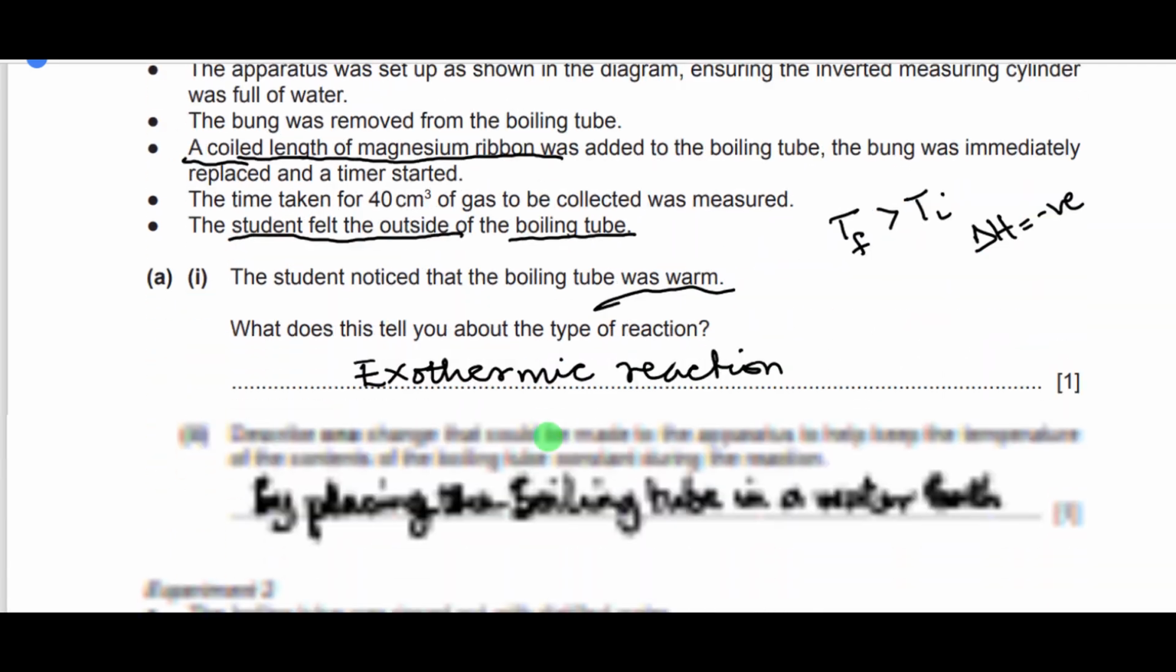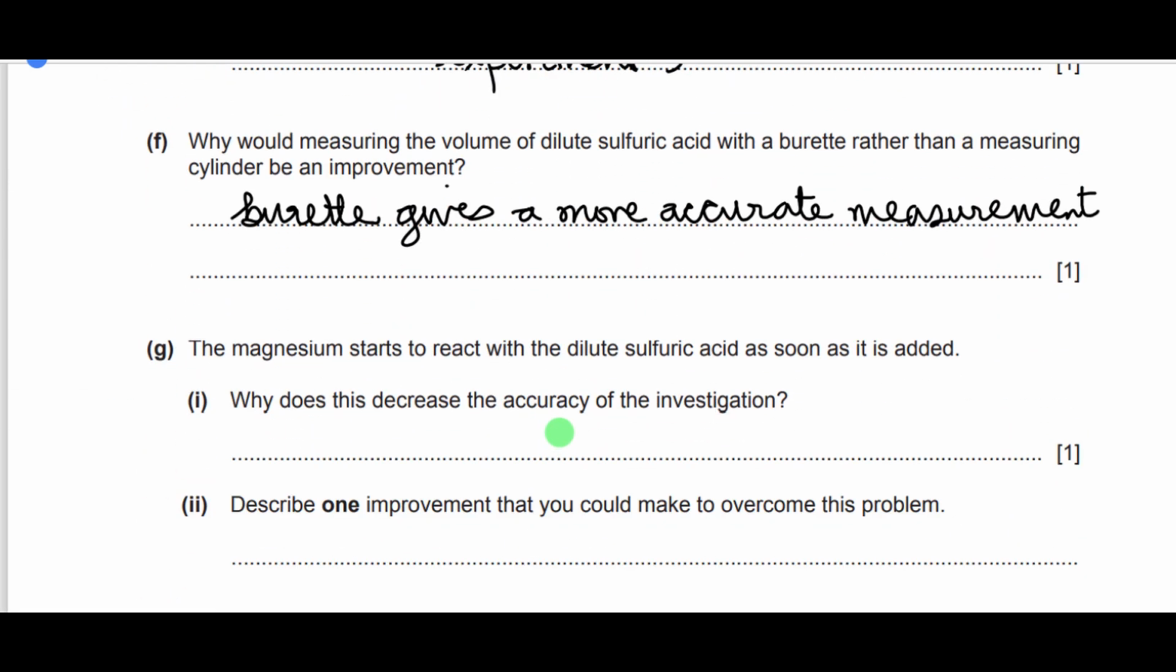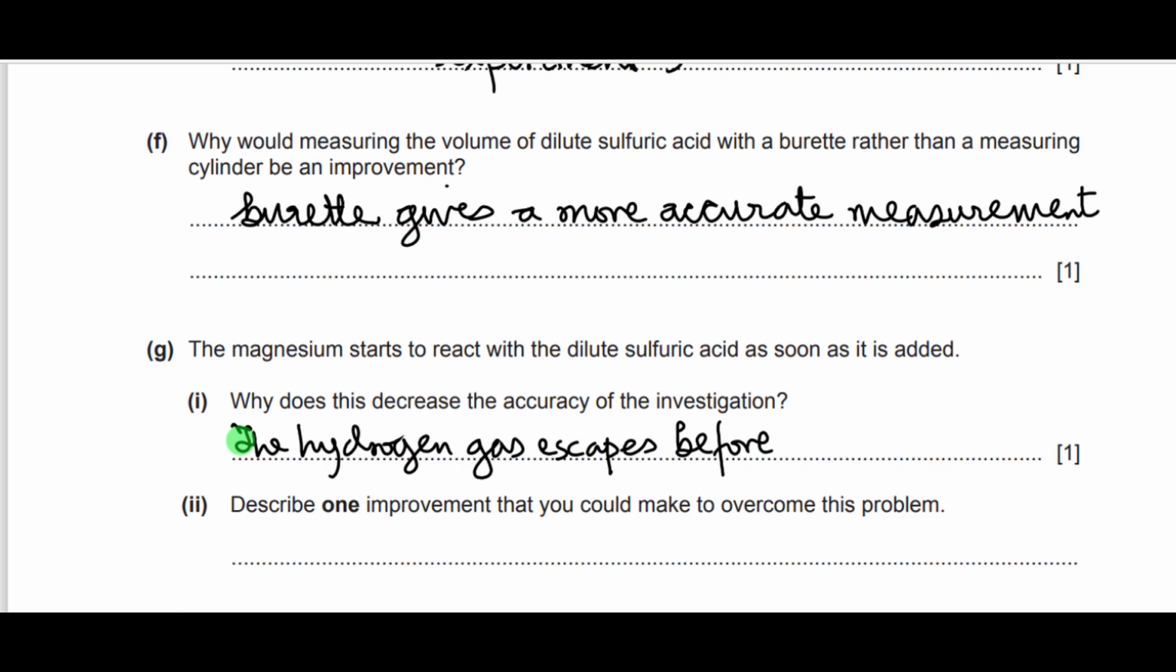So that is why that decreases the accuracy of the investigation. The hydrogen gas escapes before the boiling tube is covered with the bung.